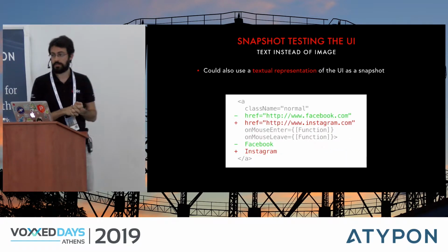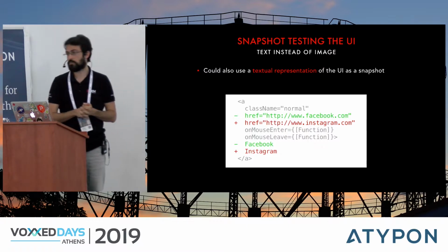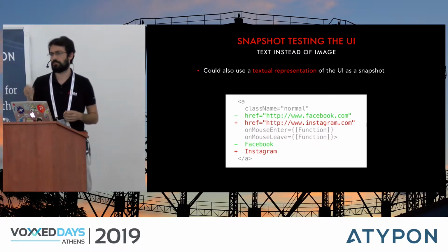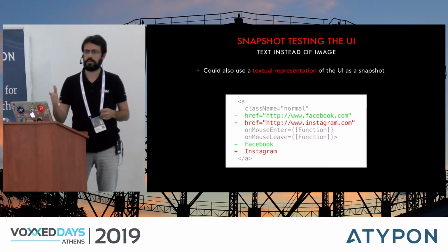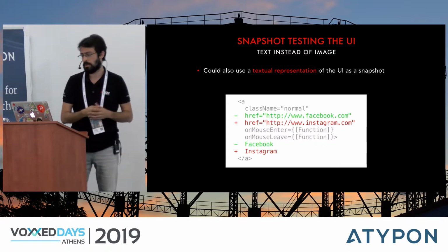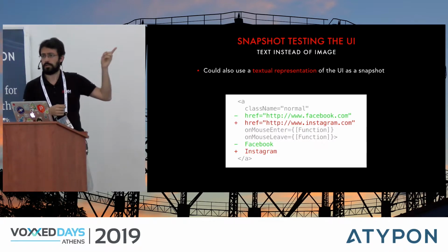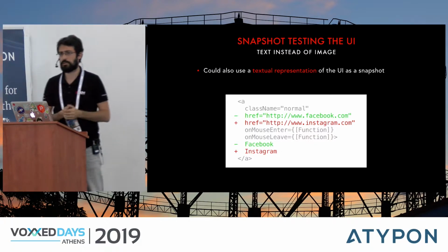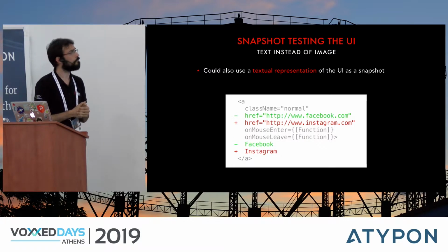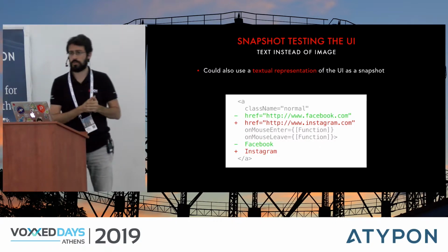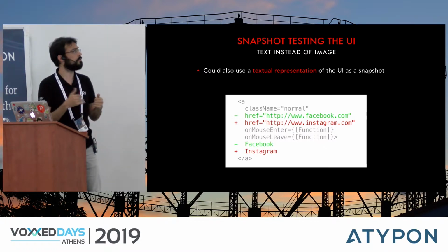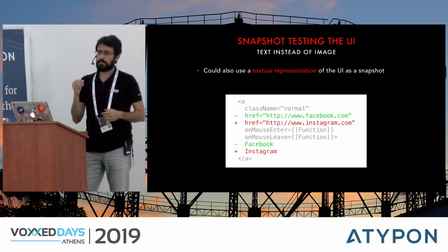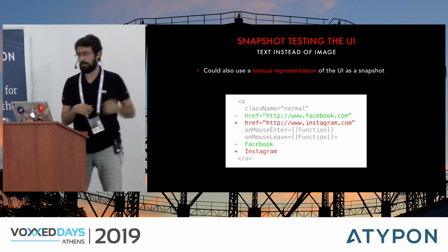Instead of capturing images just to check if the UI did not break unexpectedly, you could also capture text. All you have to do is find a way to produce a textual representation of your views. And actually, this is what a test failure diff would look like in Jest. Jest is a very popular testing framework in JavaScript. And by using the textual representation in snapshot testing, you actually have the added benefit that you can also test elements that are non-visible, like this hyperlink.